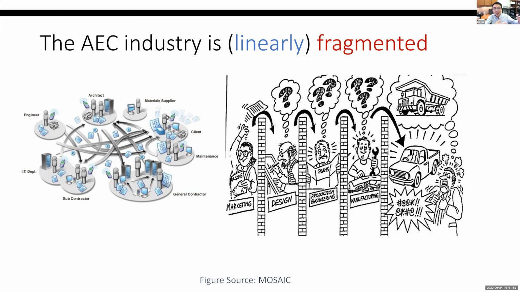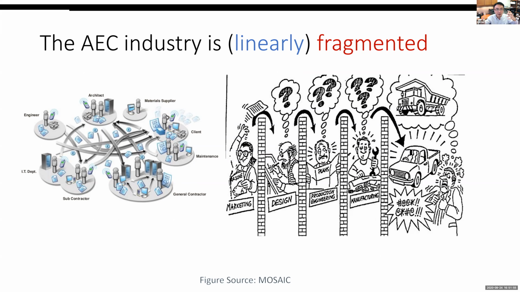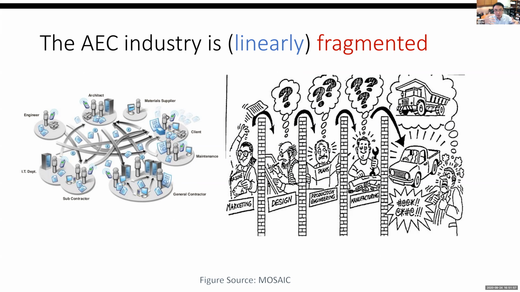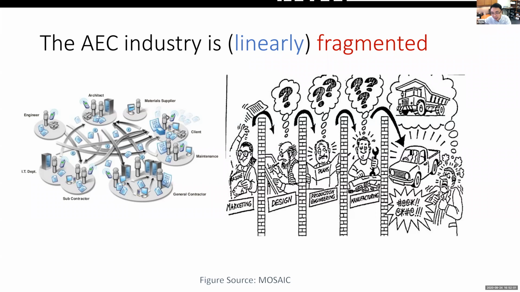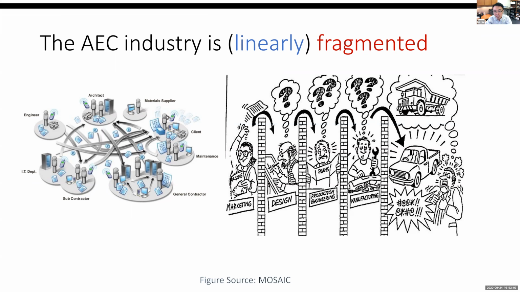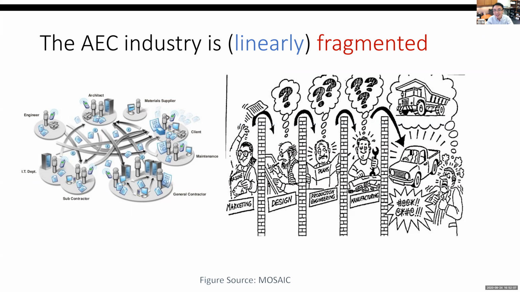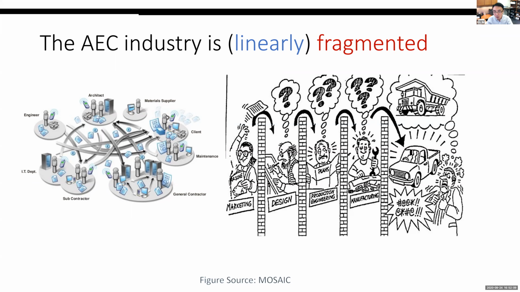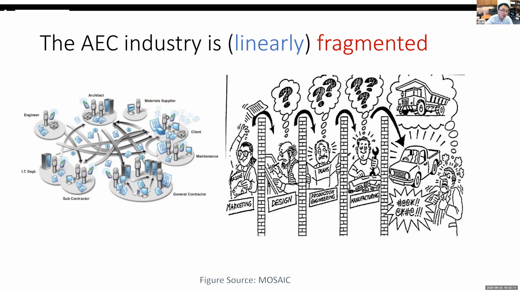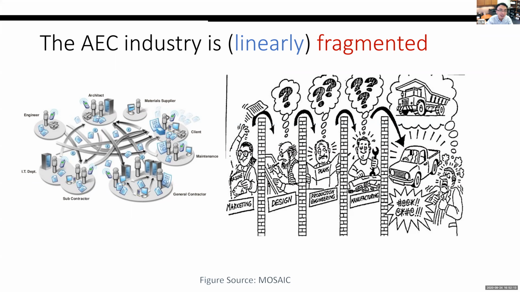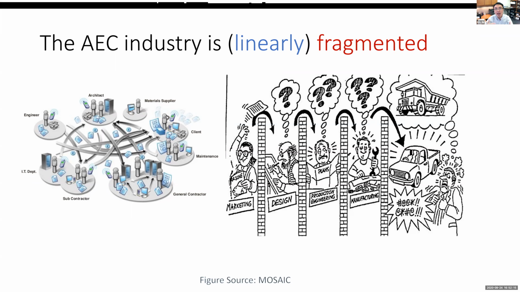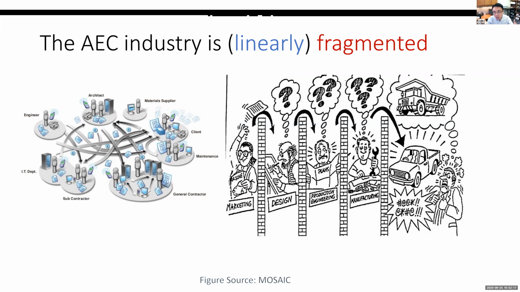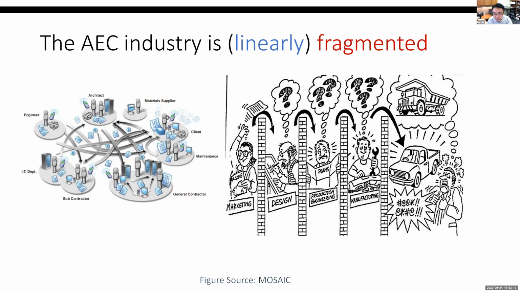So on the one hand, the information needs are significant. Everybody needs information from everybody else. But on the other hand, there's no obligation for them to work together or sit together. It's organized in a way that everybody tries to finish their portion of the job and then walk away. That kind of mismatch creates a unique phenomenon in the AEC industry, which we call a fragmented industry.